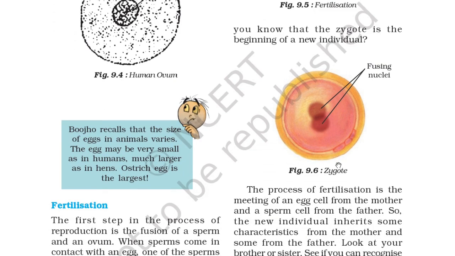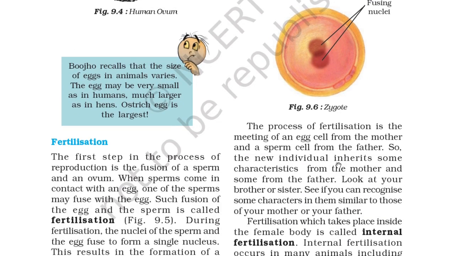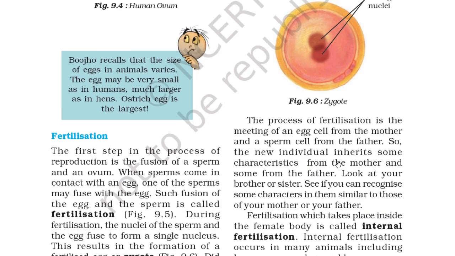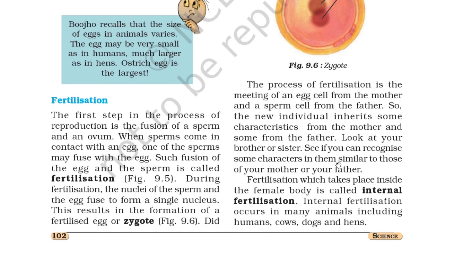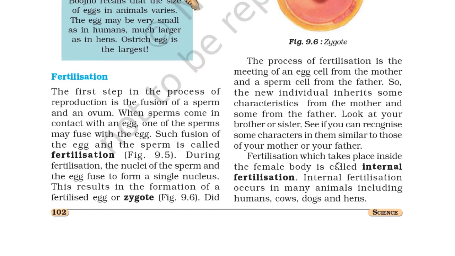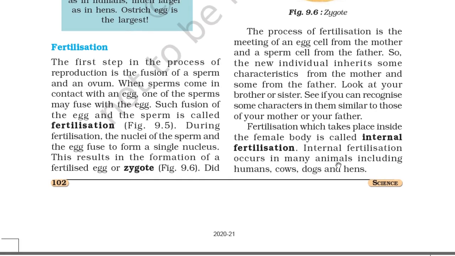This is the zygote. So the process of fertilization is the meeting of an egg cell from the mother and a sperm cell from the father. So the new individual inherits some characteristics from the mother and some from the father. Look at your brother or sister. See if you can recognize some characters in them similar to those of your mother or your father.